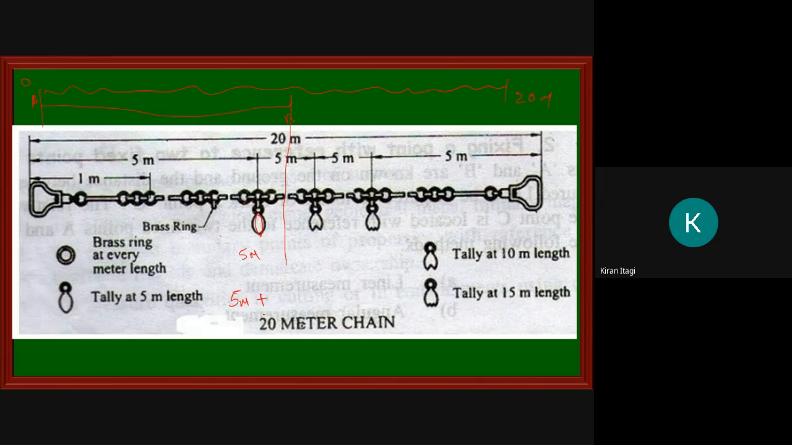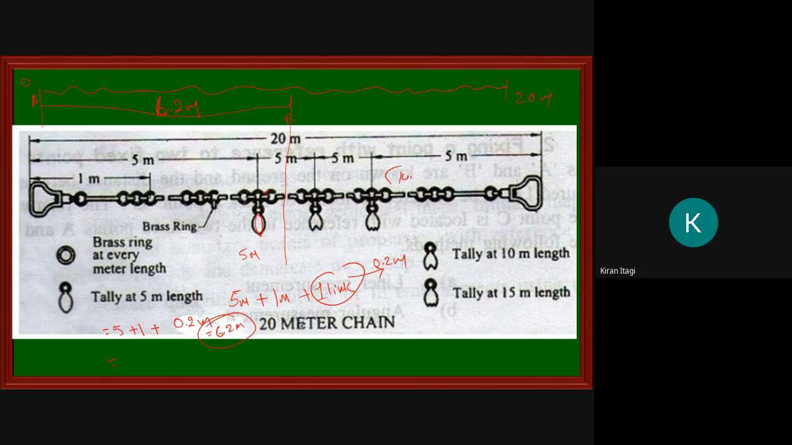5 meter plus, are there any links? Where is any brass ring present? Say one more brass ring is present. Then 1 plus 5, plus 1, 3. After that, I have only one link. One link is there. Therefore, what will be the total length? 5 meter plus 1 meter, plus one link, which equals 0.2 meter. 5 plus 1 is 6, so 6.2. The distance between A to B is 6.2 meter. This is how we will take the measurement.